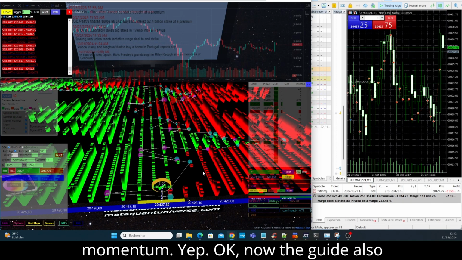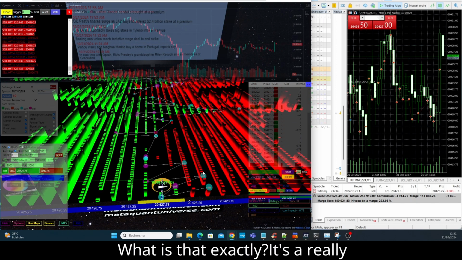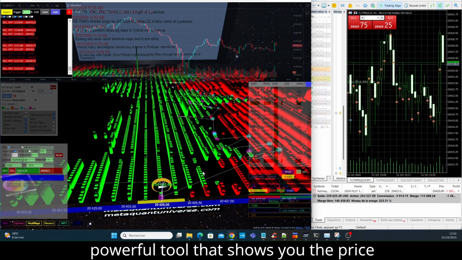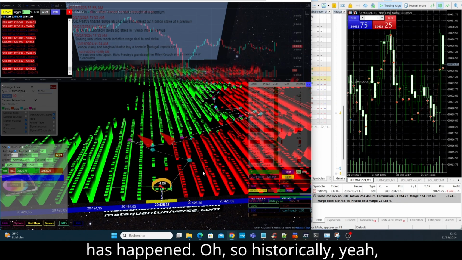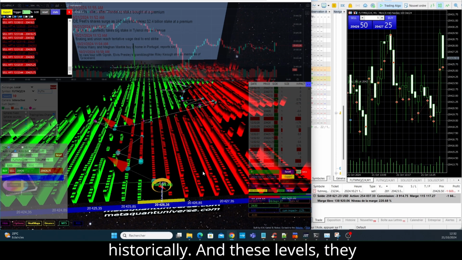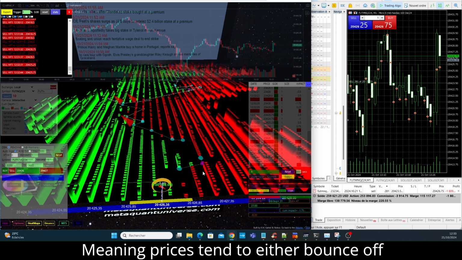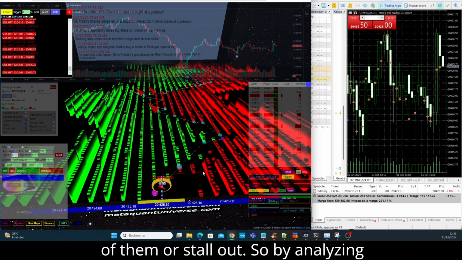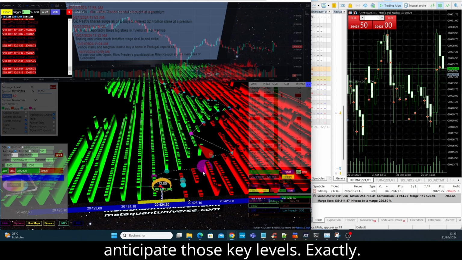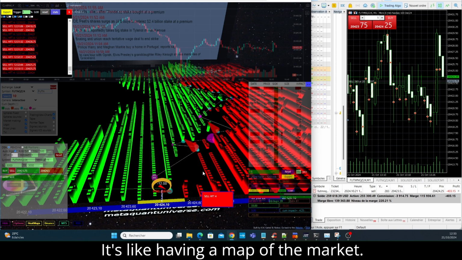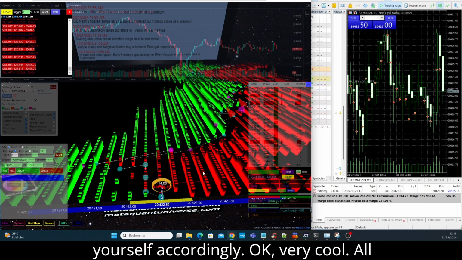Now, the guide also mentioned something called the volume profile. Oh, yes, the volume profile. What is that exactly? It's a really powerful tool that shows you the price levels where the most trading activity has happened, historically. These levels often act as support or resistance, meaning prices tend to either bounce off of them or stall out. So by analyzing the volume profile, we can anticipate those key levels. It's like having a map of the market. You can see where the crowd is likely to go and position yourself accordingly.